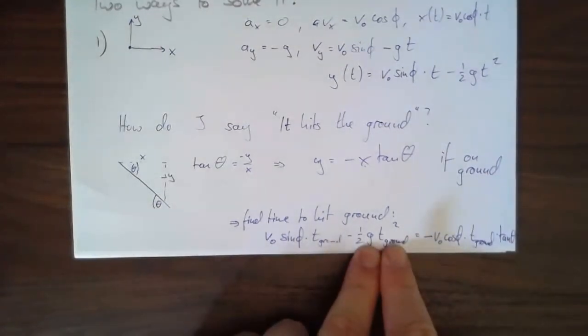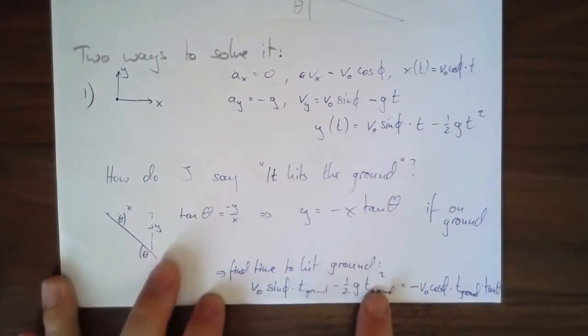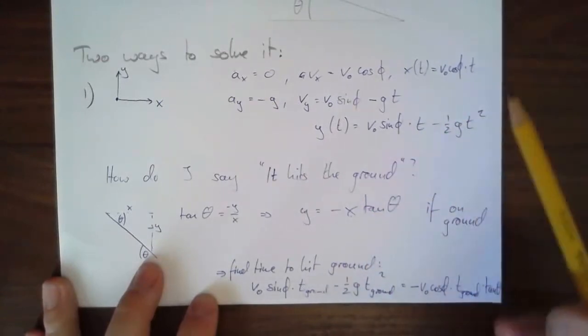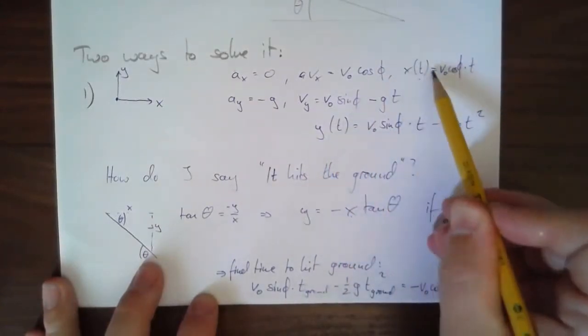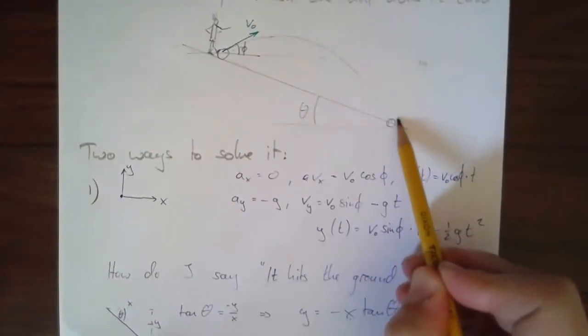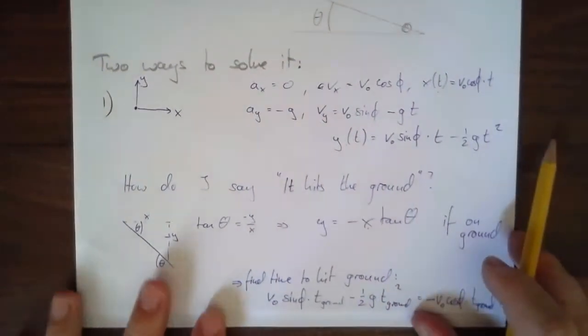ground. And then once you've solved for t ground, well, you can plug it back into x and y. Right? So you find the time when it's on the ground by solving this. It's not too difficult. And then you can plug it back into here and here to find the x and y position where it hits the ground. Like you can find the x and y position of this point because you found a time when it hits the ground. And that's the first way of solving it.